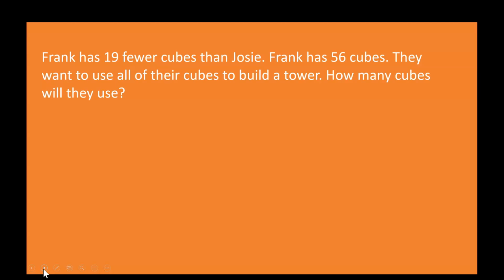So the first thing we need to do is figure out how many Josie has. How are we going to do that? We know that Frank has 56 cubes altogether, and we also know that he has 19 fewer cubes than Josie. So should we add or subtract here? If you said add, you are absolutely right. So let's take 56 and add 19 more to find out how many Josie has. Go ahead and do that on your own.